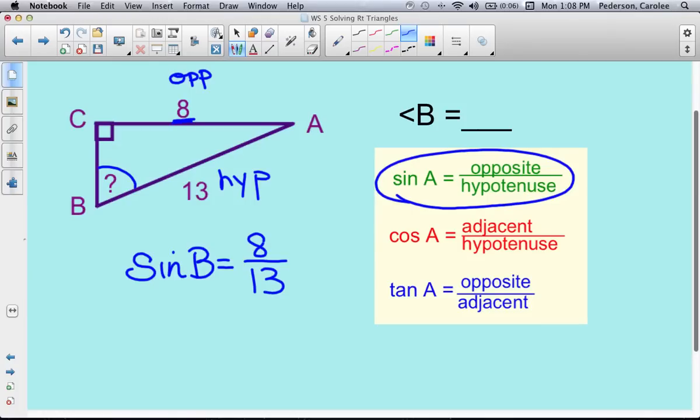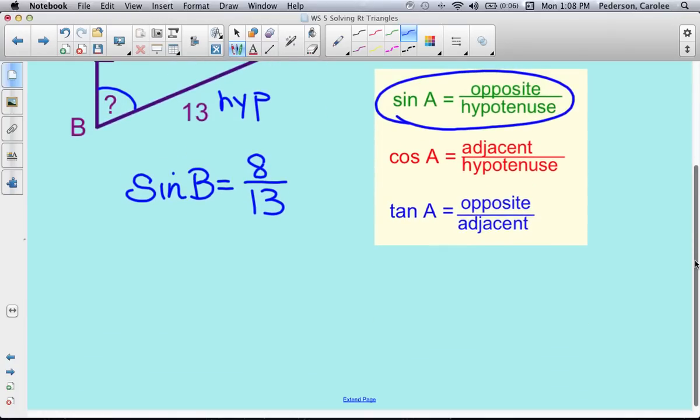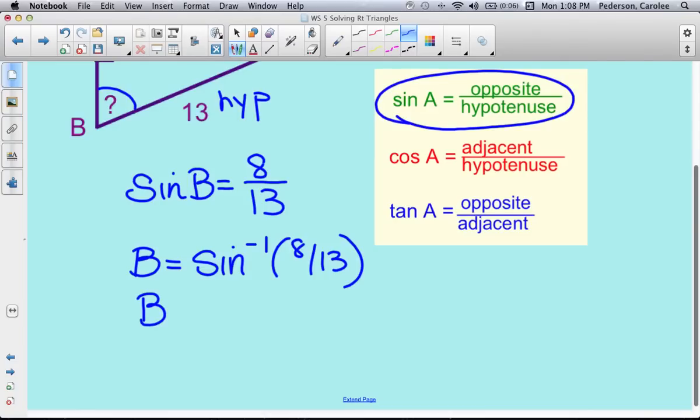Now we're trying to find the angle measure, so we have to use inverse trigonometry. So to find the angle B, we take sine inverse of 8 over 13. So with your calculator, go second sine, and then 8 divided by 13, and push enter. And you should get angle B's measure is 37.98 degrees.